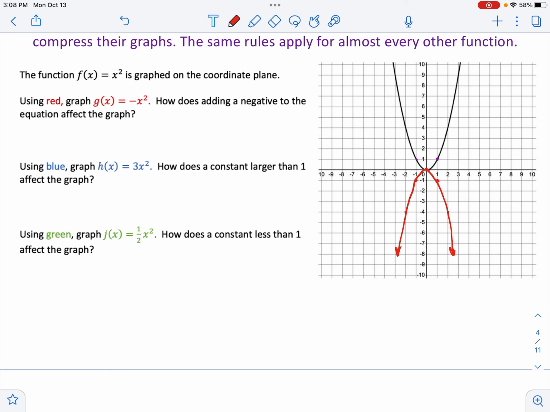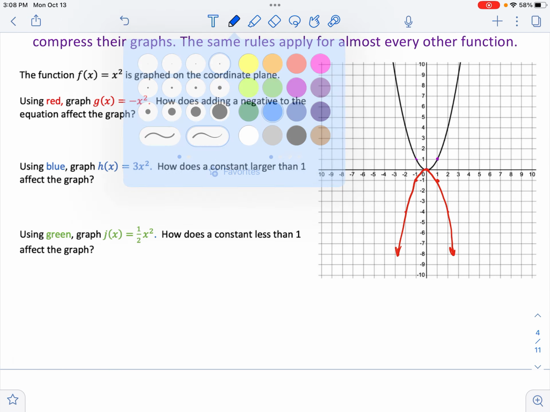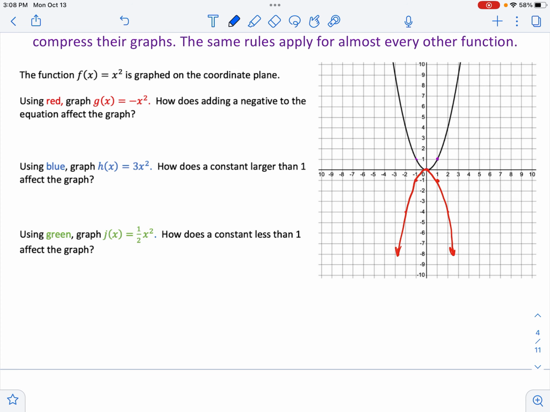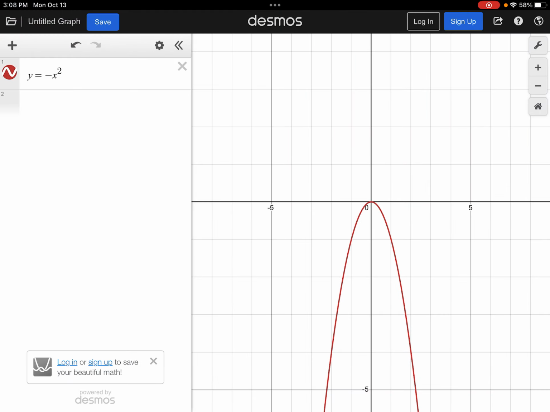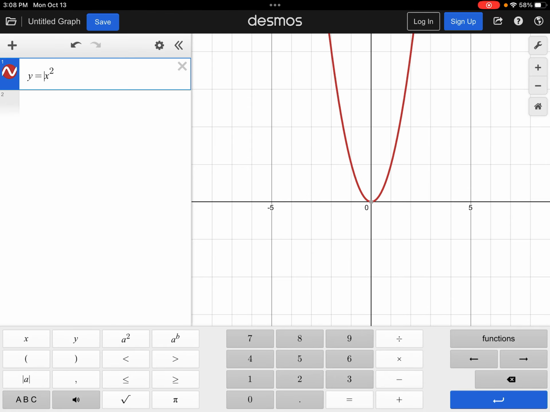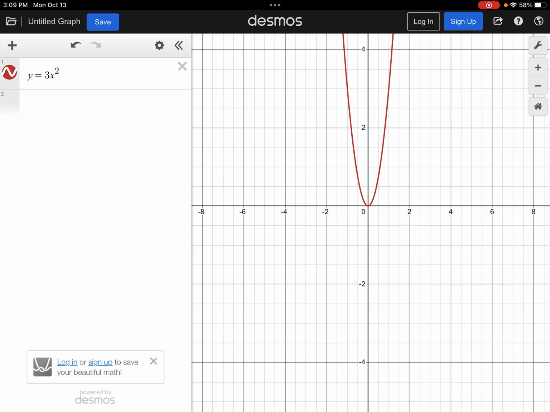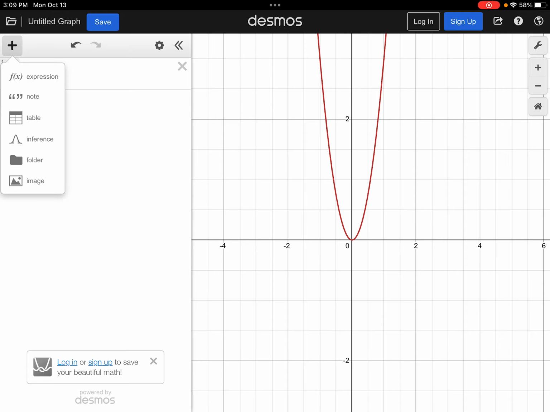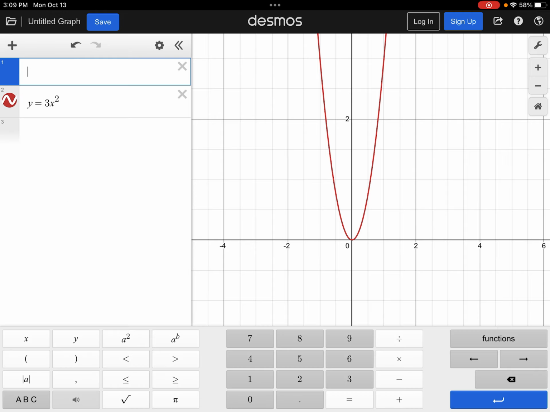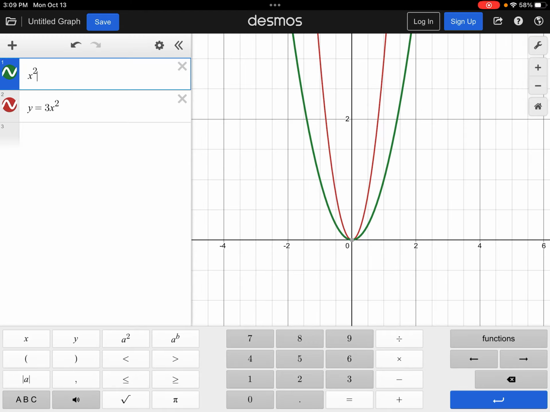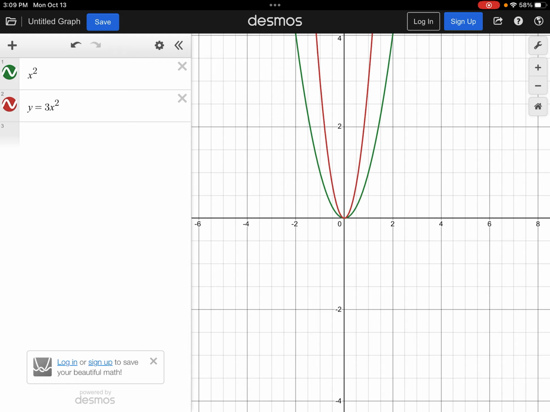Okay, then it says in blue, graph h of x equals 3x squared. How does a constant larger than 1 affect the graph? Let's take a look at Desmos again. Let's change this to 3, and maybe we'll put in the parent function as well, so let's just do x squared. So x squared is in green. The red one, you'll notice here, is a little skinnier. It's been stretched vertically.